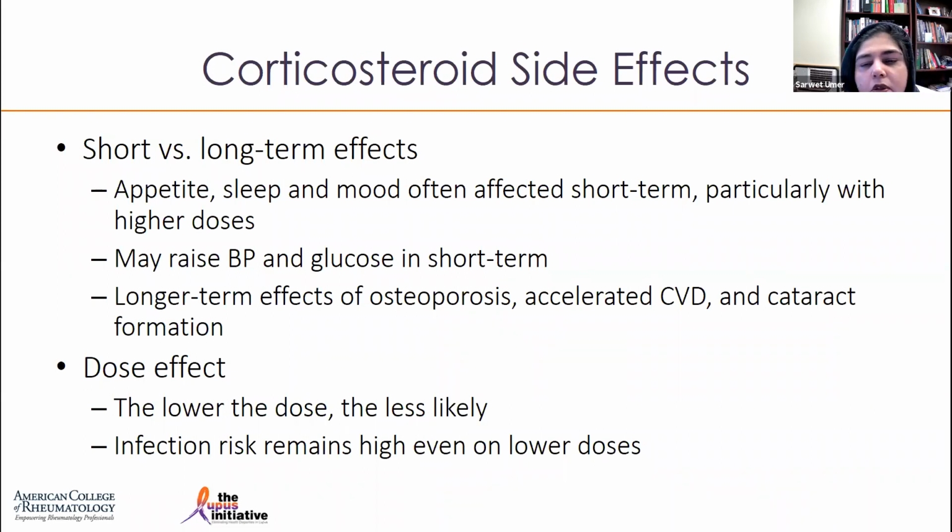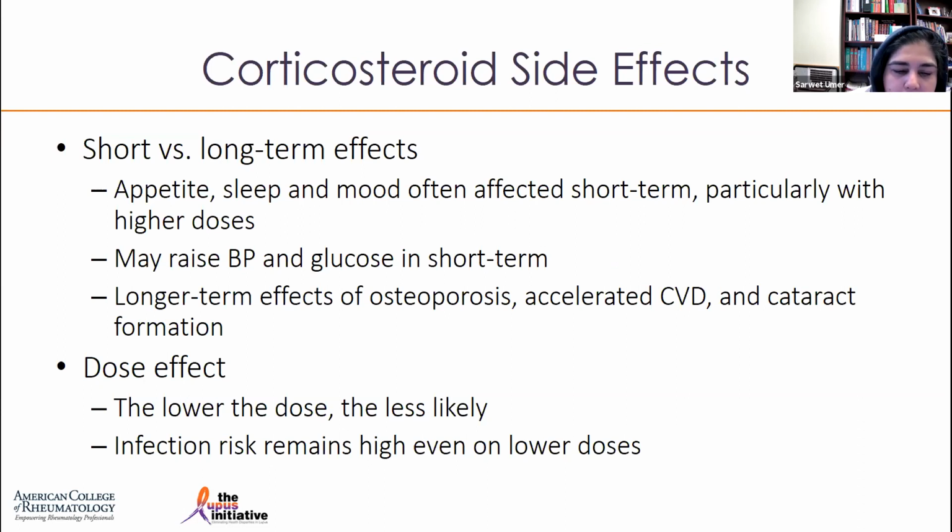Patients who are on long-term high-dose steroid will have many side effects. They can have appetite issues, eating a lot and gaining weight because of the steroid. It can cause trouble sleeping and mood swings with high doses. It can cause high blood pressure, high glucose, and even steroid-induced diabetes. They can also have an increased risk of osteoporosis, gastritis, and peptic ulcers. Patients have accelerated cardiovascular disease and cataract formation. In the lower dose, these effects are less likely.